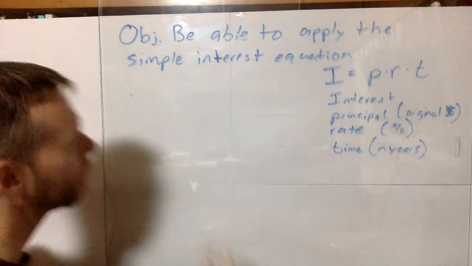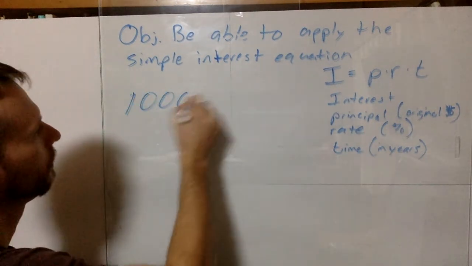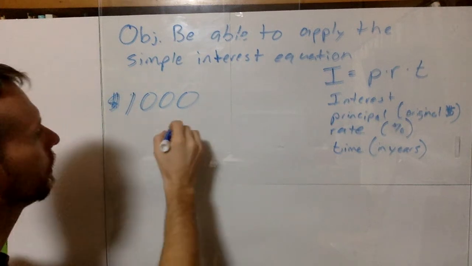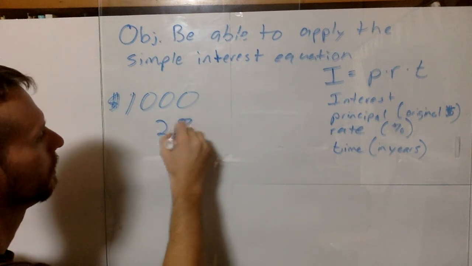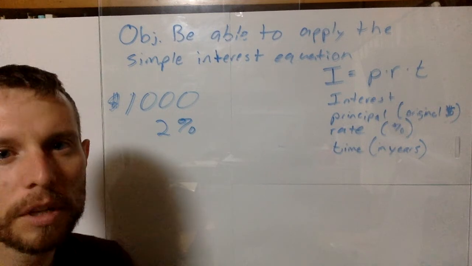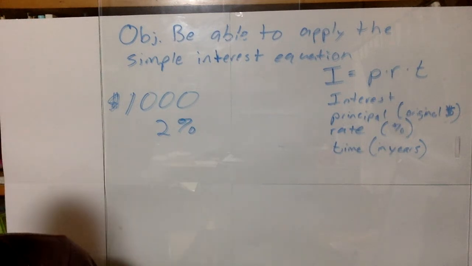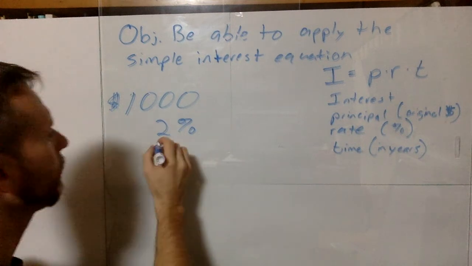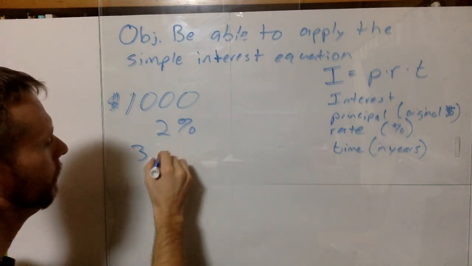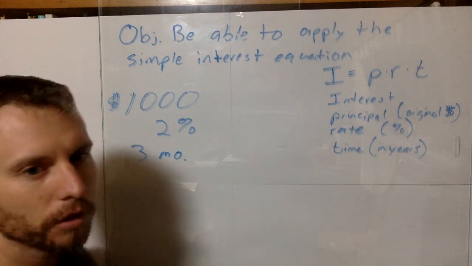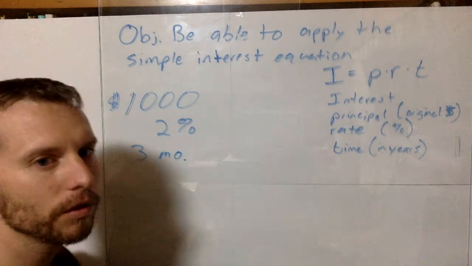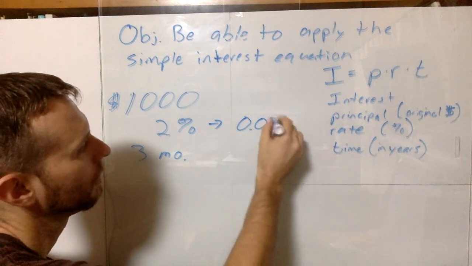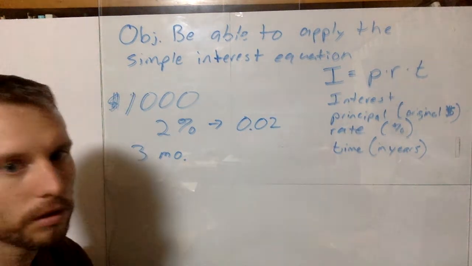Okay, and last but not least, let's do one more. Let's say you have $1,000. You're going to invest it. It's not making very much. It's going to be investing at 2%, and you're only going to put that in there for 3 months. So there's a few things we need to do first here. 2% as a decimal is 0.02.